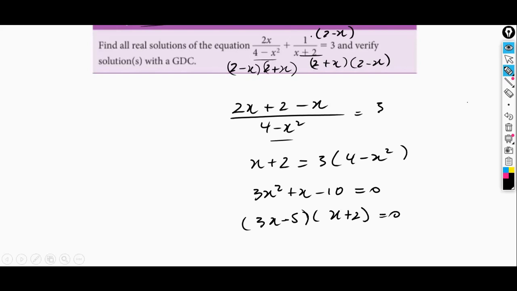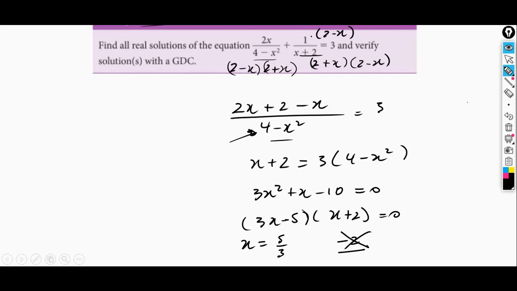That means that we have 5/3 as a solution and -2. But -2 is not a solution. Why not? Because if you plug in -2 in the denominator here, you're going to get 0, and at that value it becomes undefined. Therefore, the solution is x equals 5/3.